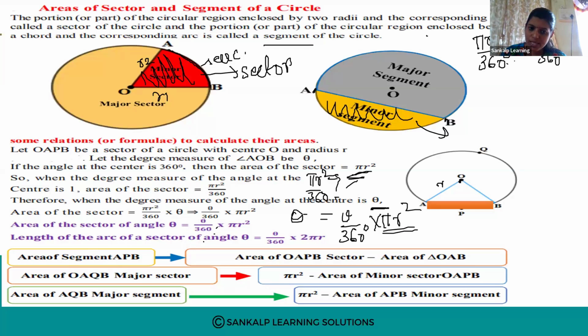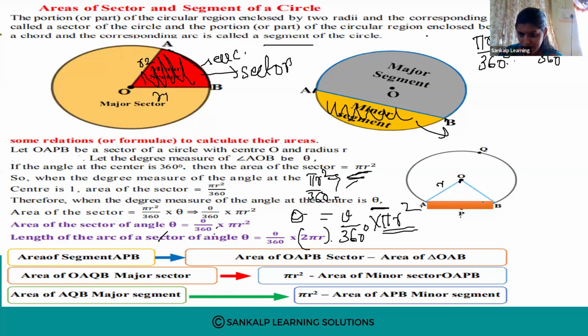The length of the arc of a sector of angle theta means we are going to find the length. To find the length of the arc, we are going to use 2 pi r. So this is the circumference of the circle. Area is pi r square, and length, or circumference or perimeter, is 2 pi r.